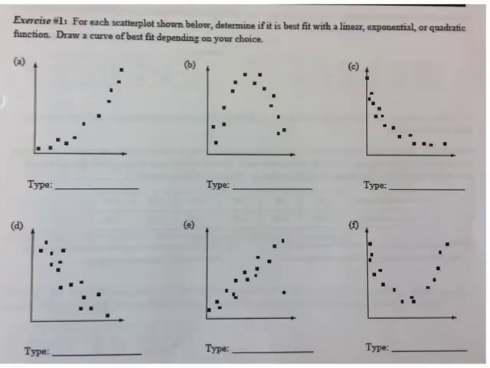Let's go ahead and go through exercise number 1. For each scatter plot shown below, determine if it's a best fit line of a linear, exponential, or quadratic function. Draw a curve of best fit depending on your choice. So A, you should be able to see that there's a little curve going on here, so that should be exponential.